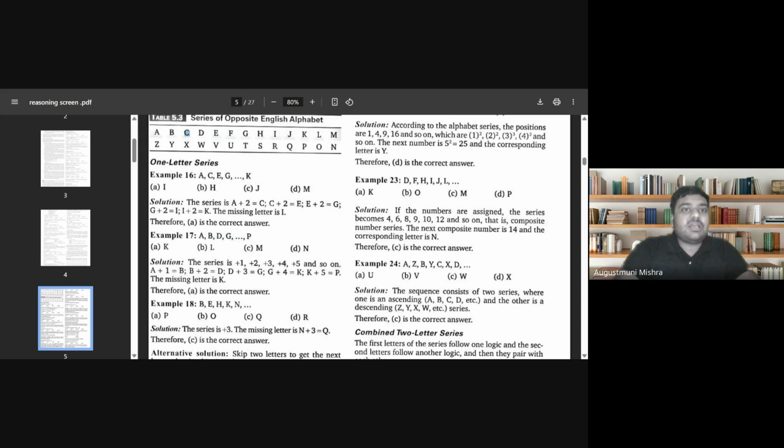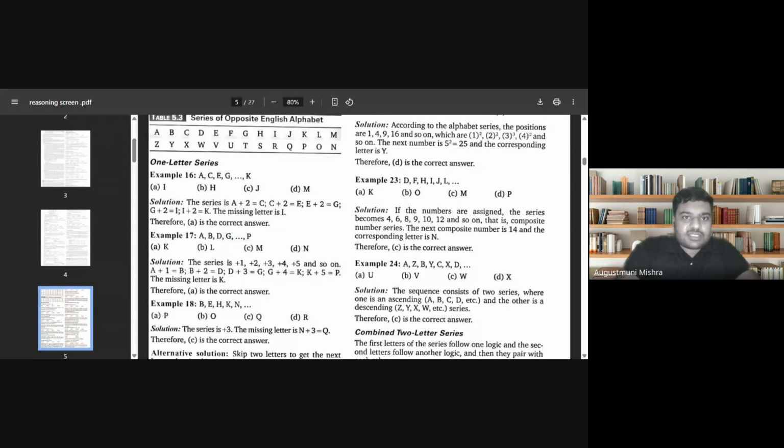That's very simple. After A and B, you just skip one part. Then after D, you skip two parts. Then after G, you skip three parts. Then I think that answer will be K. Then after K you will miss 4 parts.